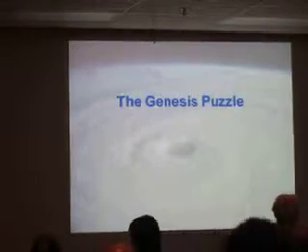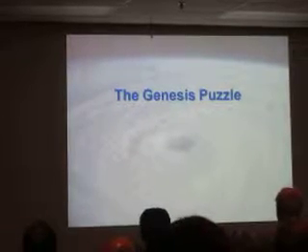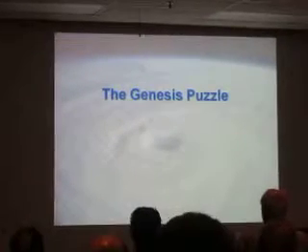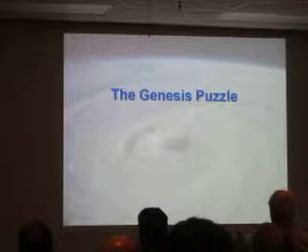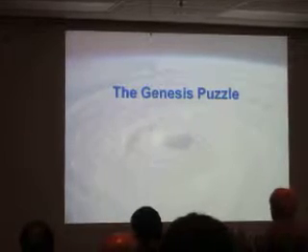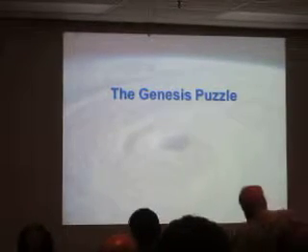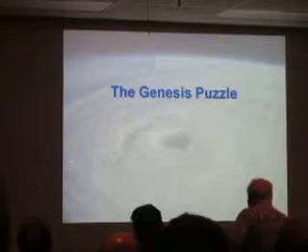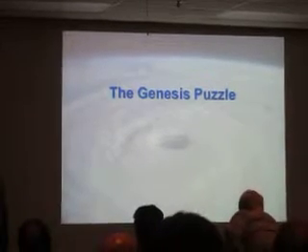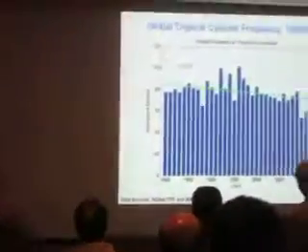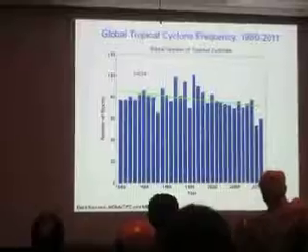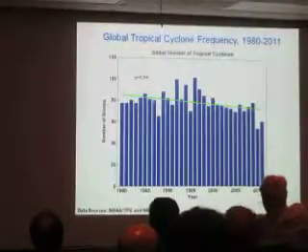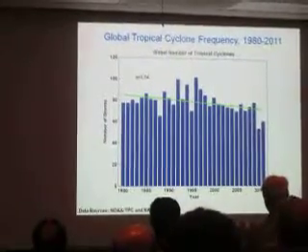Now, one of the greatest enigmas that remain in the field of tropical meteorology is called the genesis puzzle. It's the whole idea of what controls the rate of tropical cyclone activity on our planet. Now, let me just show you what that rate is. This is simply the global number of tropical cyclones. It has nothing to do with their intensity, from 1980 to 2010.